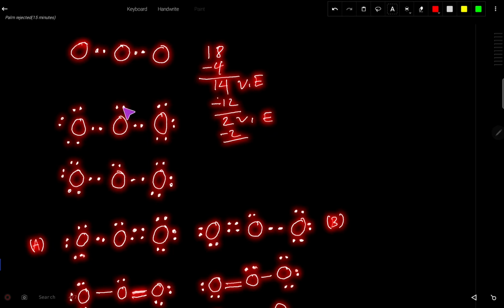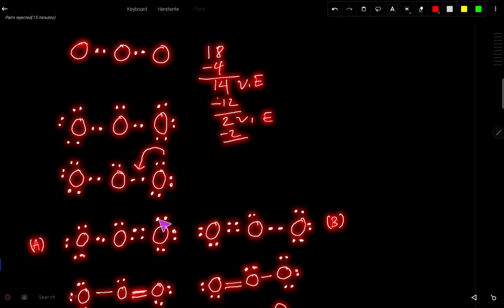Now the central oxygen has 2, 4, 6 valence electrons. The octet is not completed for the central oxygen atom, but the outer oxygen has 2, 4, 6, 8, so this oxygen has 8 valence electrons, and this oxygen also has 8 valence electrons. So we need to satisfy the octet for the central oxygen atom. We can do this from this side, by moving this lone pair as a bond pair. So we are getting this structure, right?